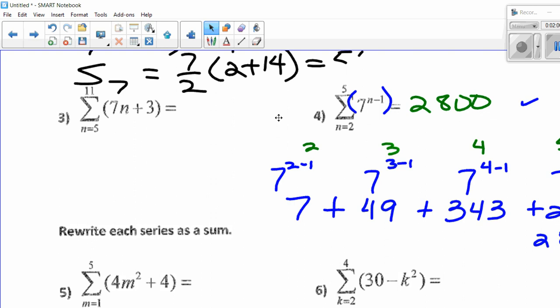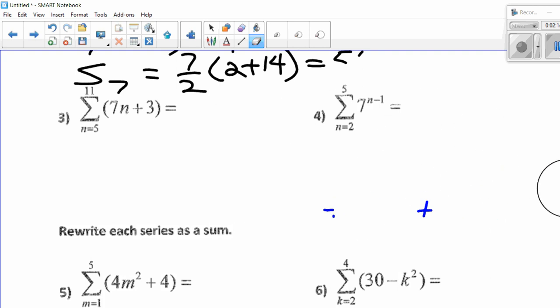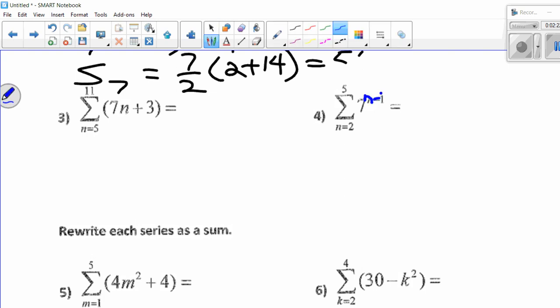Now you can also use a formula. To use the formula, you look on the sheet. You don't have to memorize it. You just have to be able to use it. And you look on where it's at. You know that it's geometric because it's exponential. So that tells you to look in the geometric formula, and the geometric formula for the sum.